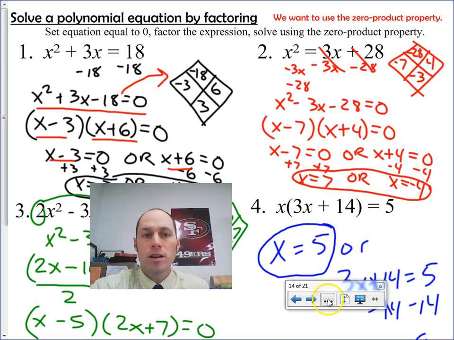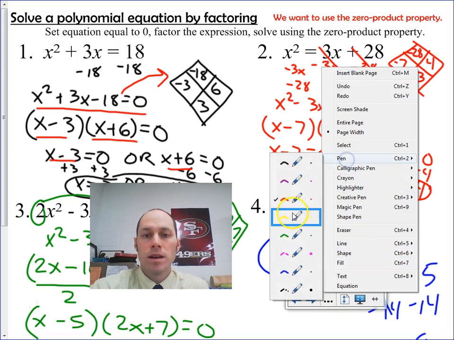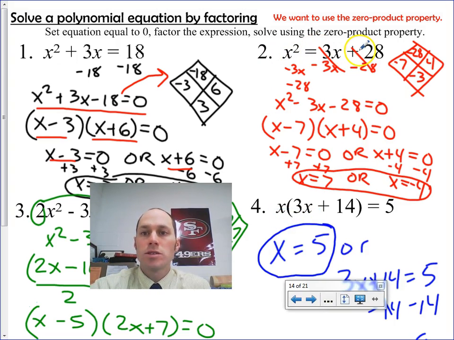Okay, so if we take a look at our next one, x squared equals 3x plus 28. I want to get it equal to 0, so I subtracted 3x from the right and the left and subtracted 28. So I'm left with x squared minus 3x minus 28. Once again, we got a trinomial. I want to factor that, so I make my diamond. Factors of negative 28 with a sum of negative 3: negative 7 and 4. So x minus 7, x plus 4 equals 0.